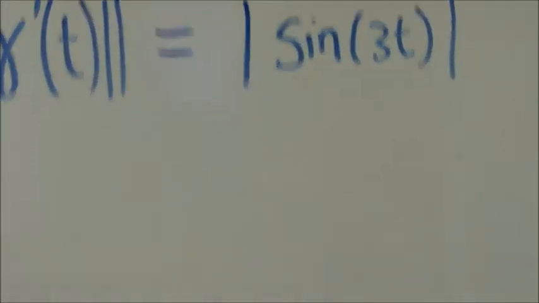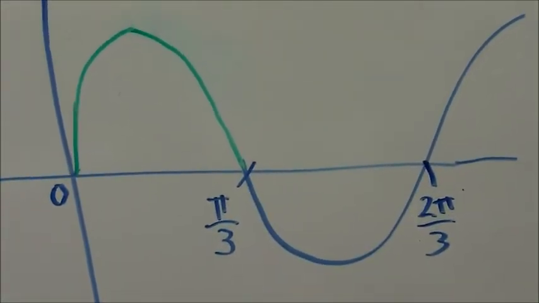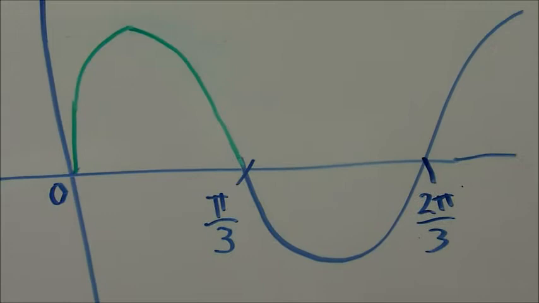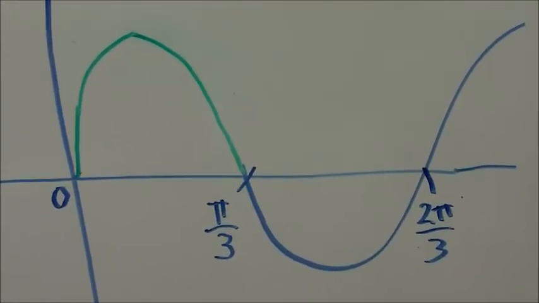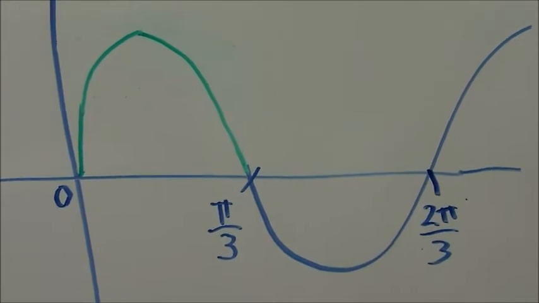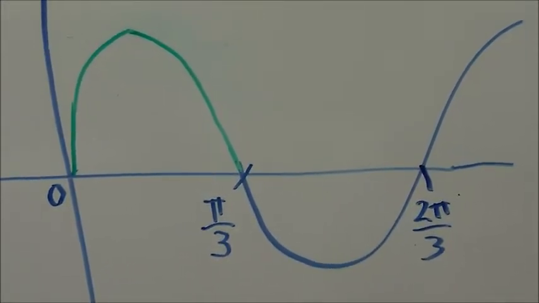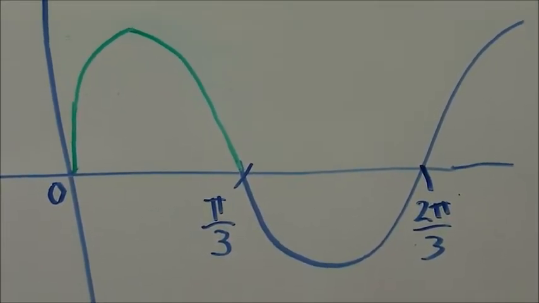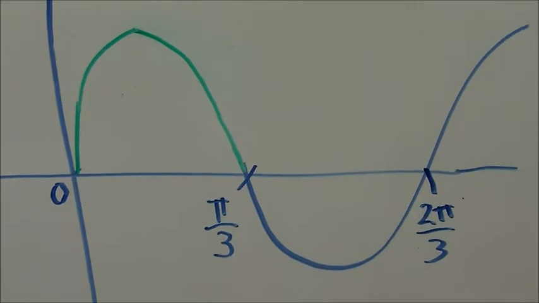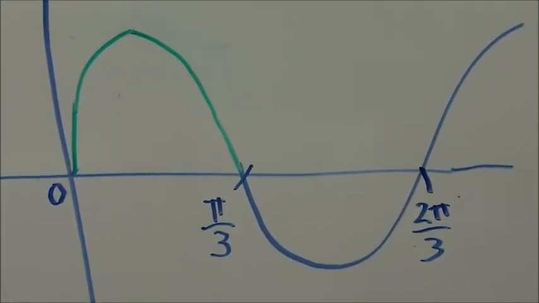And we can see by looking at the graph of sine of 3t that if we restrict the domain between 0 and pi over 3, then it will be positive, which was highlighted in green. We can see that when t equals 0 and pi over 3, the speed will be 0, which is not regular, but because we want our plane curve to be regular, we need to restrict the domain between 0 and pi over 3 to make our plane curve regular.